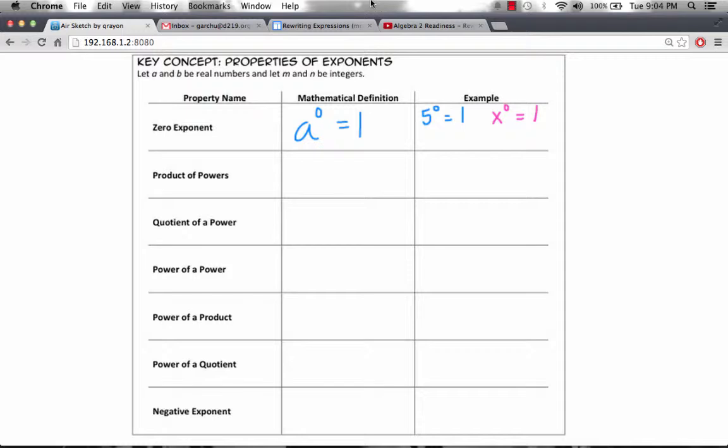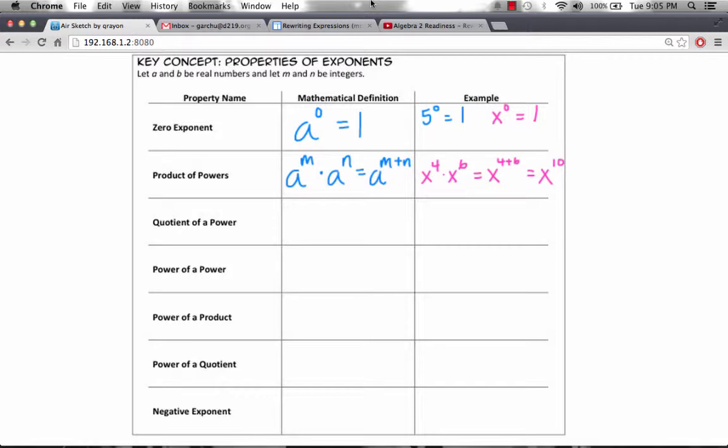Next is the product of powers. That tells us that if we have some base raised to some power multiplied by that same base to another power, we can combine these by adding the powers together. And here's our example. We could have x to the 4th times x to the 6th, which gives us x to the 4th plus 6, or x to the 10th power.